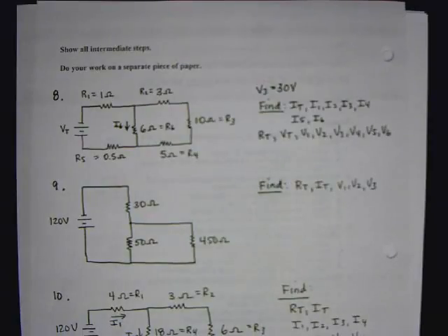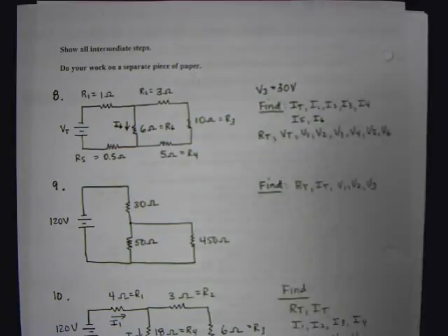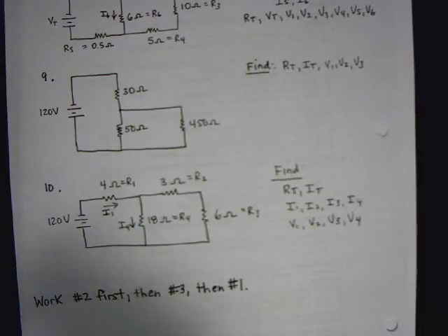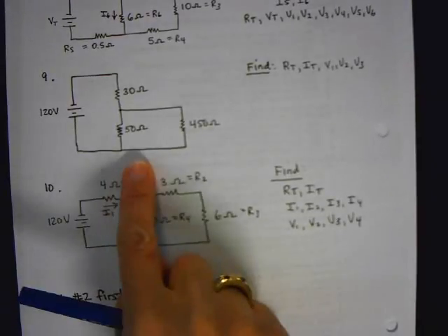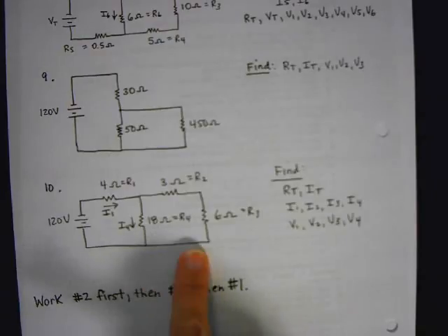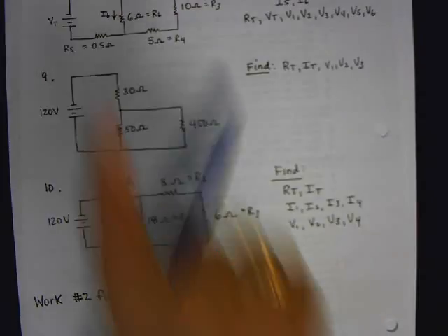Okay, the back of the worksheet, there's only 3 problems, and these are all series parallel combination problems. Now, if you look on the bottom, it says work number 2 first, because that's the easiest, then number 3, that's the second easiest, and number 1 last, because that's the most difficult. But I'll do number 1.